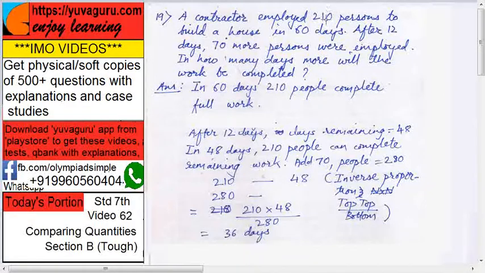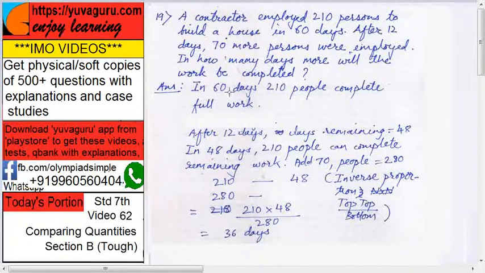Understand the problem properly. 210 persons first, and the work gets completed in 60 days. Now after 12 days, 70 more persons. So the total becomes 280. But 12 days have passed. So what work has been completed and what is remaining? That is required. See here.